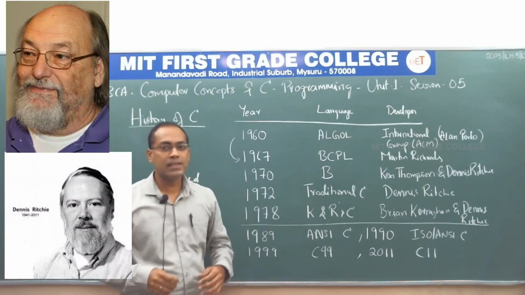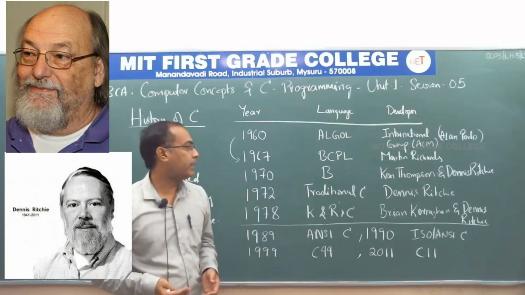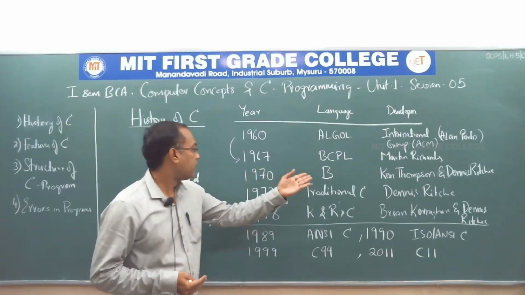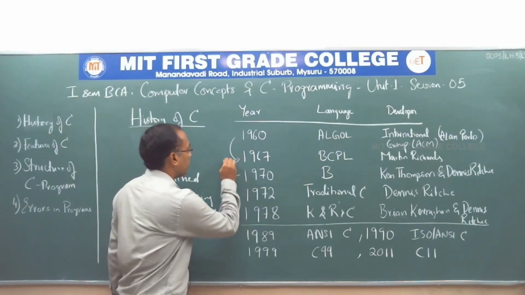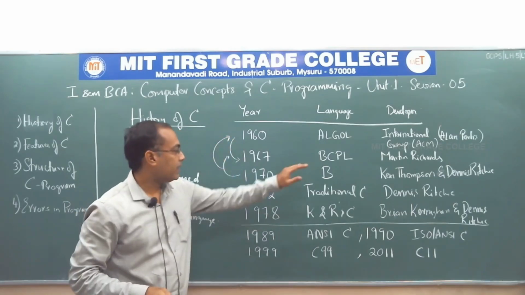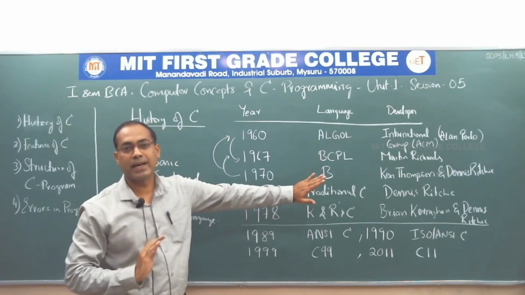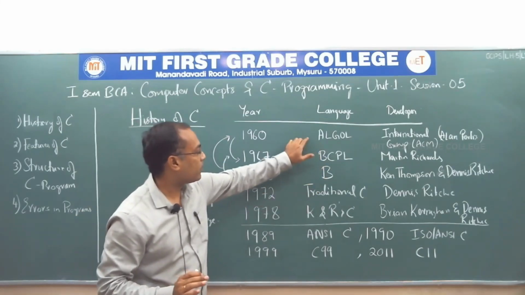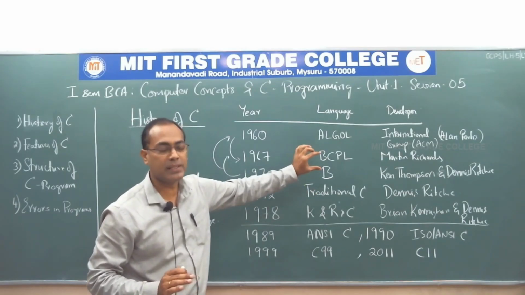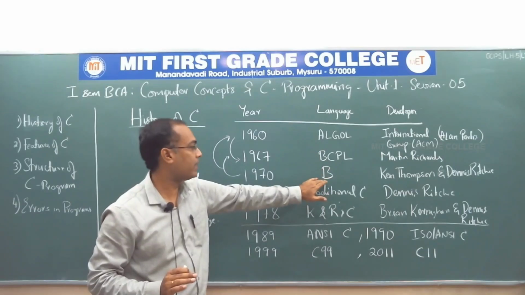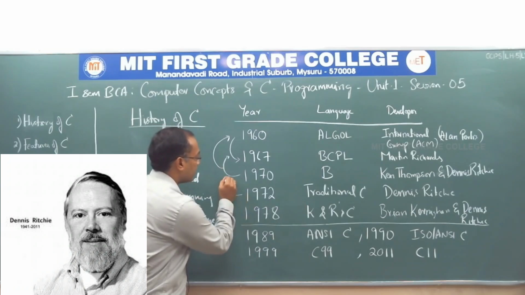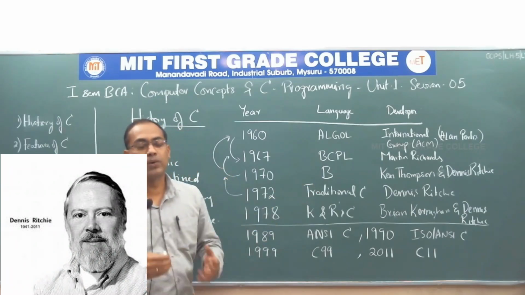After BCPL, Ken Thompson and Dennis Ritchie collaborated and developed the next language, which they called B, which was also influenced by BCPL as well as ALGOL. They named it B. B doesn't have any full form just because it is the next version of the BCPL and they just kept the first letter of BCPL as the new programming language name.